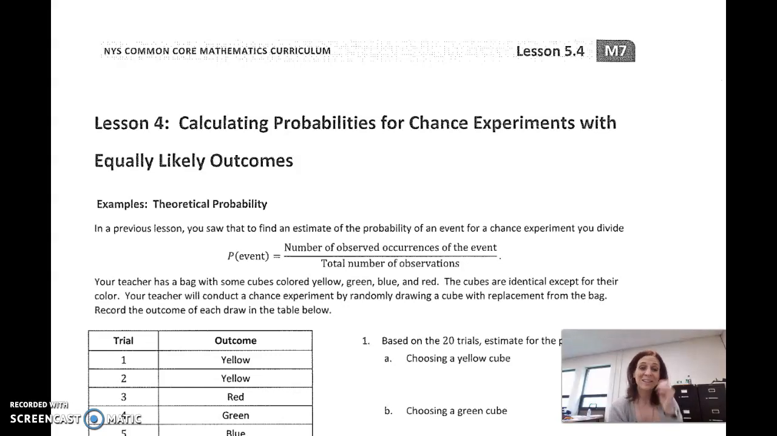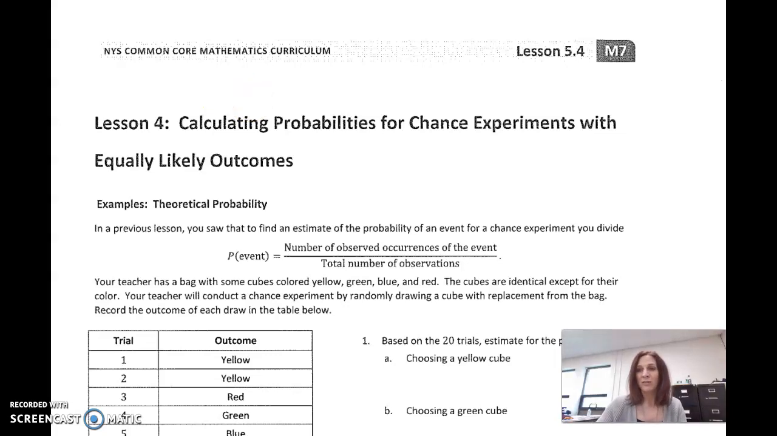Well, if you look at lesson four right here, it should seem very similar to what we did in lesson three. Because they're both dealing with equally likely outcomes, both dealing with chance experiments. The difference is we're calculating probability. So now we're going to take that sample set and those outcomes that we did in lesson three, and we're actually going to figure out some probabilities from them. Okay, so don't overthink it. We're just going to take the next step.